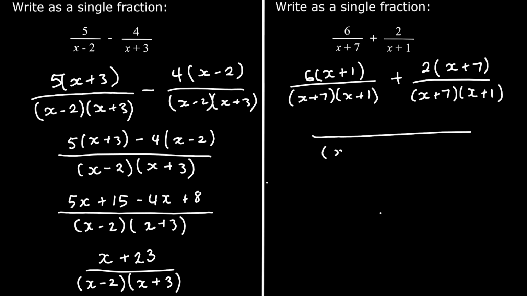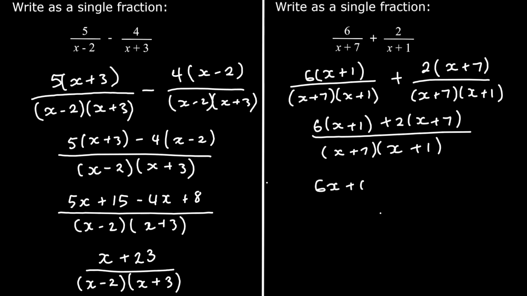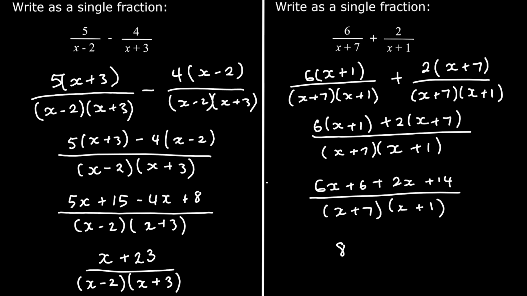Now I can make it into a single fraction. So 6 times x plus 1 plus 2 times x plus 7. So that's 6x plus 6 plus 2x plus 14 over x plus 7 times x plus 1. Collecting the like terms, we've got 8x plus 20 over x plus 7 times x plus 1.